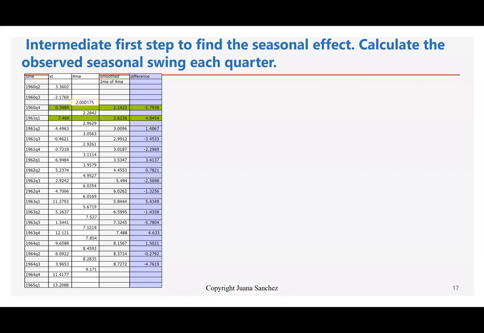So let's start. The first intermediate step we need to take to find the seasonal effect is to calculate the observed seasonal swing each quarter. The seasonal swing is going to be the difference between the time series and what we estimated to be the trend at that point, at that quarter. For example, for Q4 of 1960, the seasonal swing estimate is 0.3484 minus 2.1422.